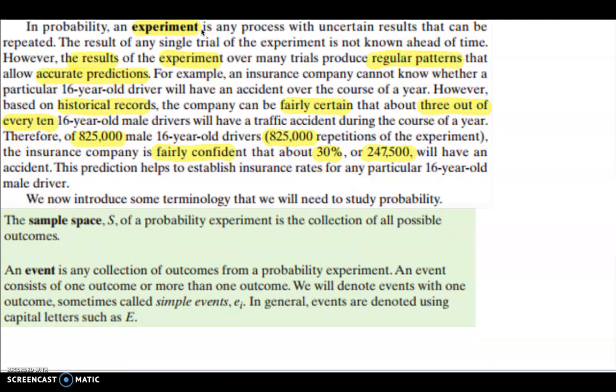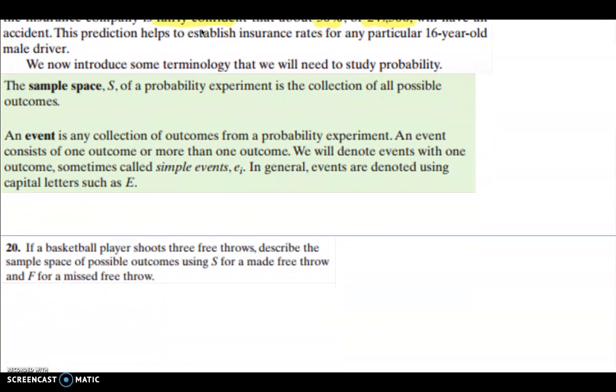Okay. So now let's look at some terminology that you'll need for this study of probability. First is the sample space, which we'll call capital S. The sample space of a probability experiment is the collection of all possible outcomes. So that sample space is the collection of every possible outcome that we can look at.